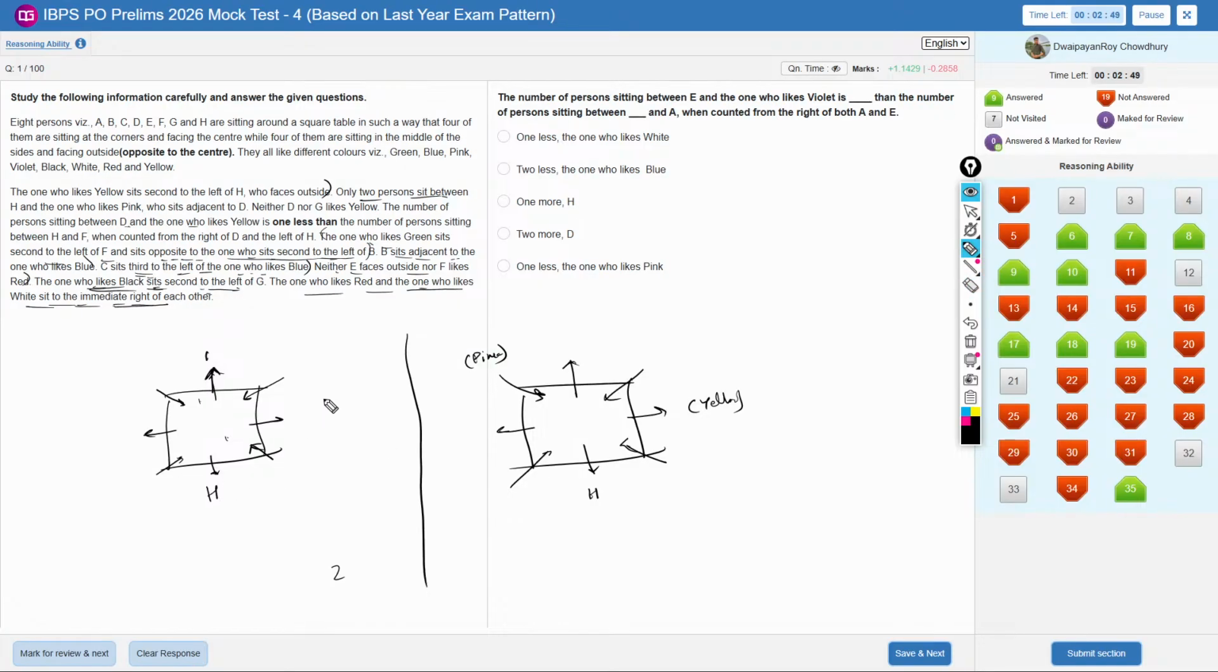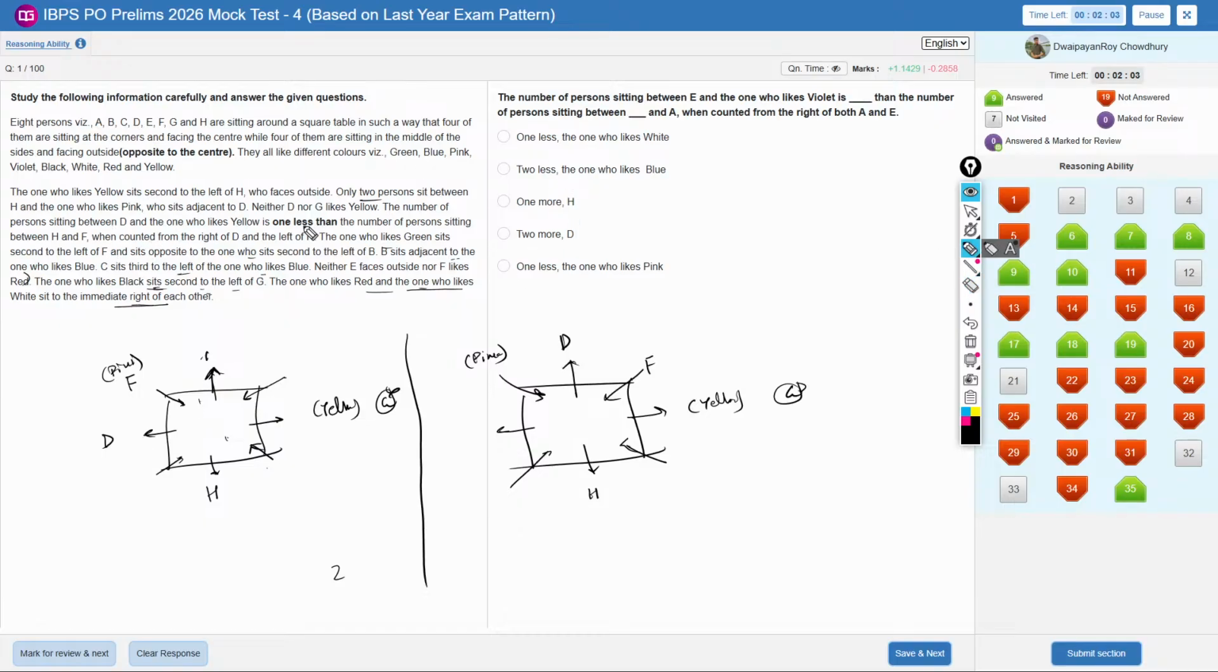So orange here, yellow here, this time pink here, and D here. Listen to D, yellow. So G not here, G not here. The number of persons sitting between D and yellow. So 3. So 4 when counted from left of H, 1, 2, 3, 4. And who? F. So right of T. So F, 2, left of H.